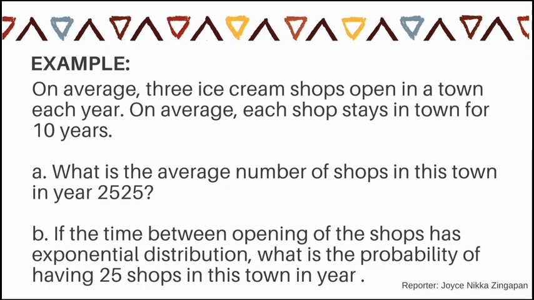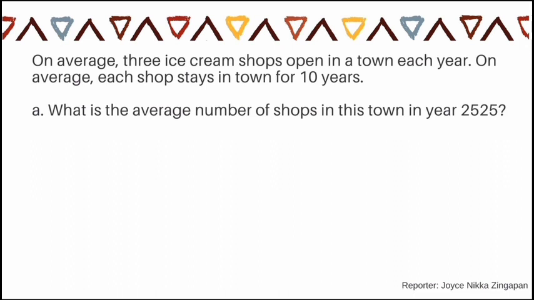Let's start with reviewing the characteristics of this system with the help of Kendall notation. First, let's determine what the queue system and the customers are in this problem. The town would be the queue system, and the ice cream shops are the customers or entities that enter the system. As given in the problem, 3 ice cream shops open in a town each year, and each of them stays for only 10 years.